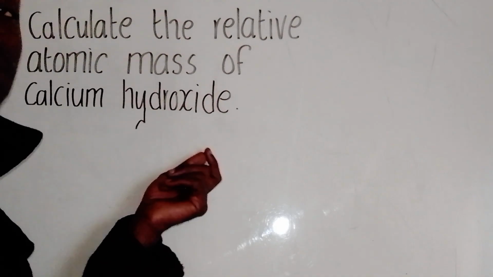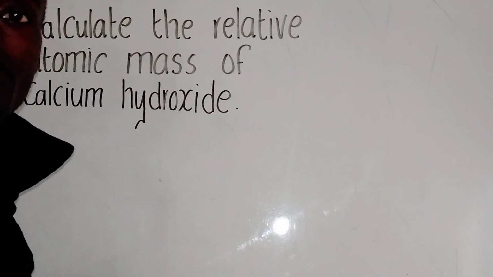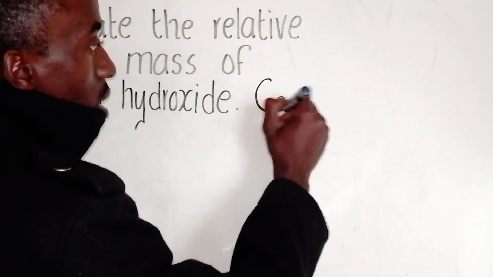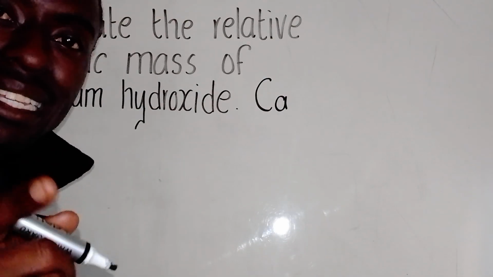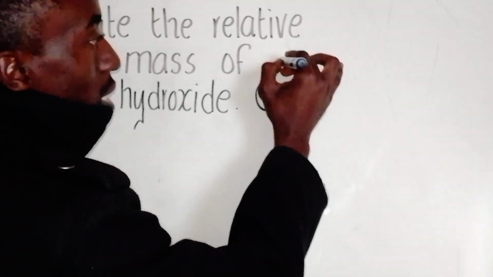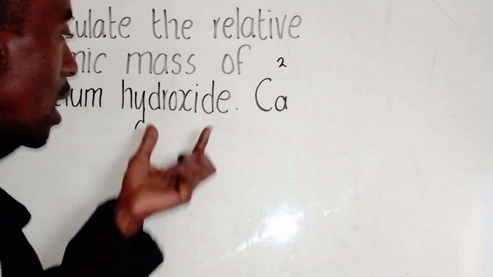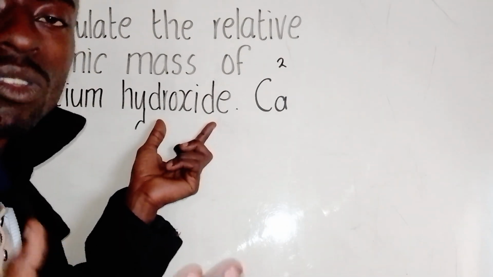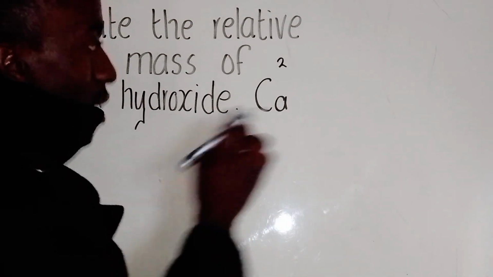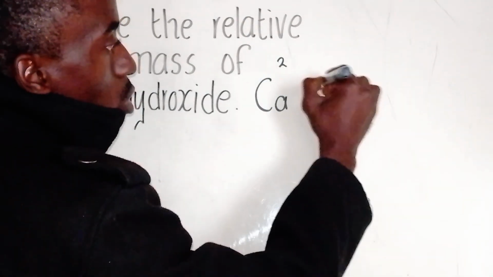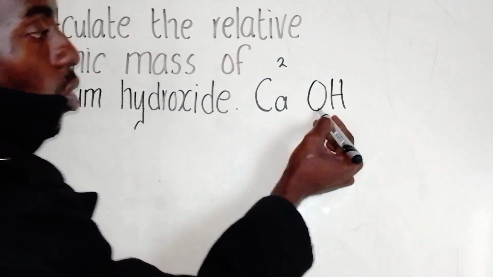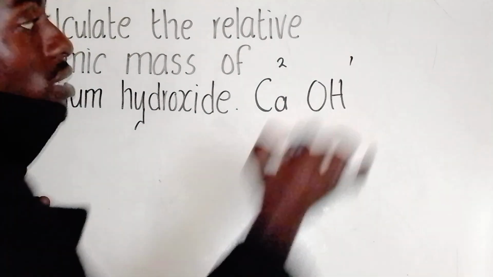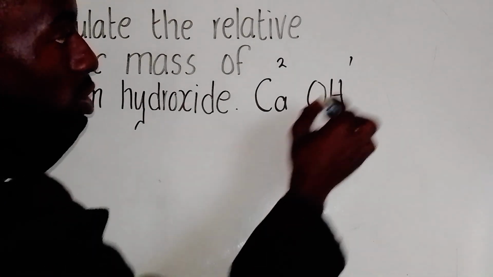formula for calcium hydroxide. So now, calcium is a metal, and the symbol for calcium is Ca. Now, keep in mind that calcium is found in group 2, meaning it has a valency of 2. Now, hydroxide is a radical. A radical is just a molecule that has its own valency. This radical has the formula OH. O simply means oxygen, H simply means hydrogen, and it has a valency of 1.